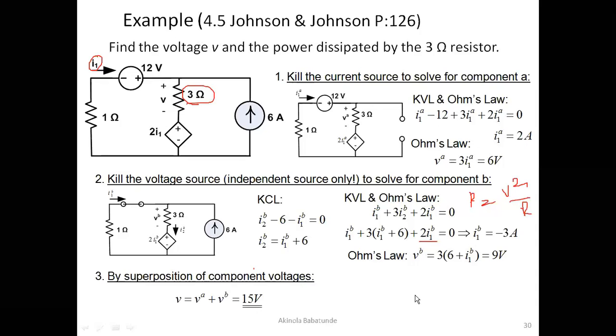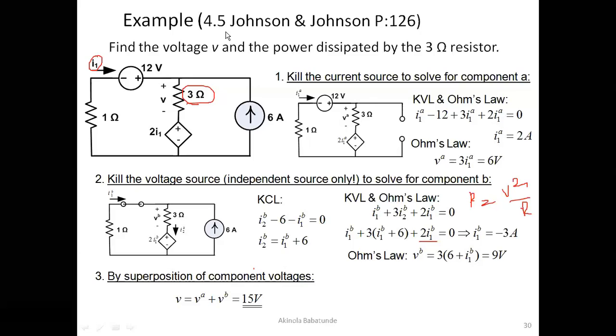Okay, now before we find power, this is one of the mistakes I have actually explained that we cannot afford to make, and that is assuming that our V is VB. So what we have now is 9 volts for VB. We have VA to be 6 volts. So our total V will be equal to VA plus VB, and that will give us 15 volts.